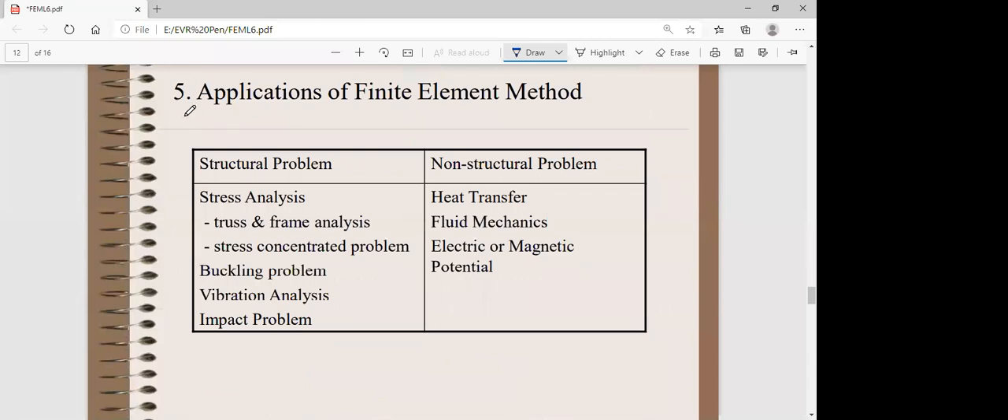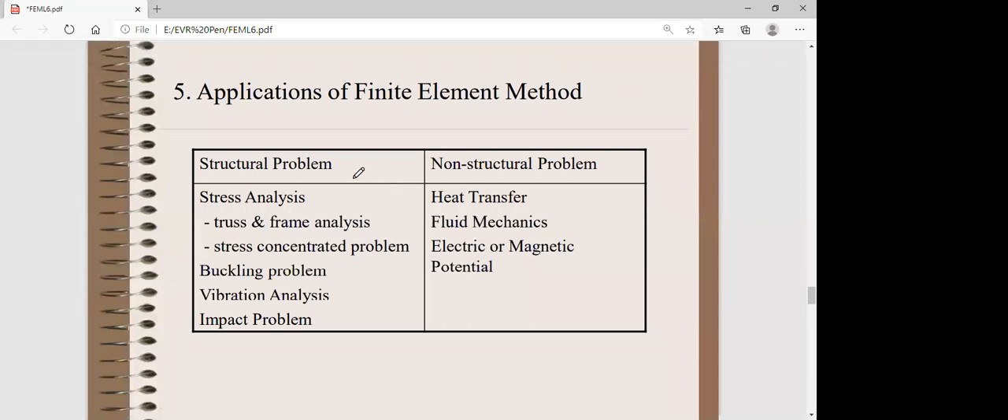Next, applications of the finite element method. We have already discussed them many times: structural applications and non-structural applications. In structural applications, we do stress analysis on trusses, frames, stress concentration problems, buckling problems, vibrational or dynamic analysis, and impact problems. Non-structural applications include heat transfer, fluid mechanics, and electric or magnetic potential.